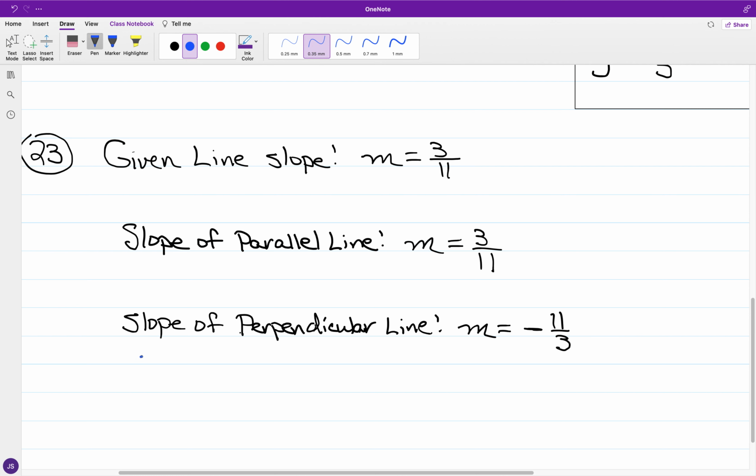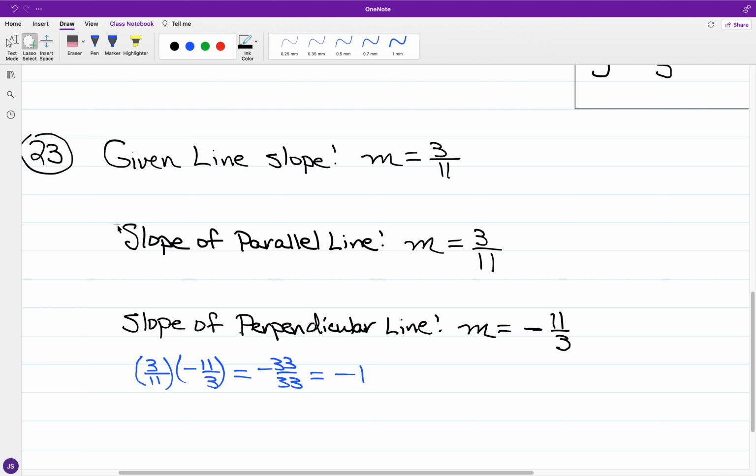And just keep in mind, the product of the slopes of perpendicular lines will be negative 1. So you've got 3/11 times negative 11/3, and you have negative 33 over 33. And so that is negative 1.